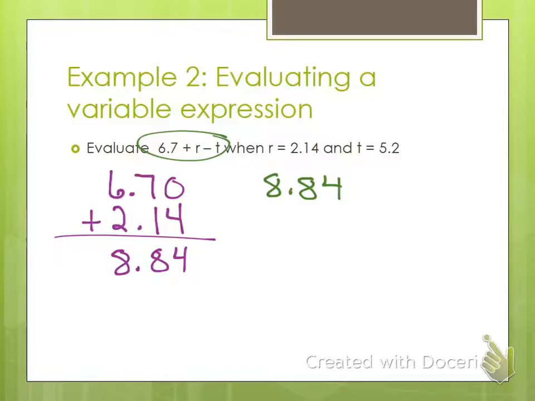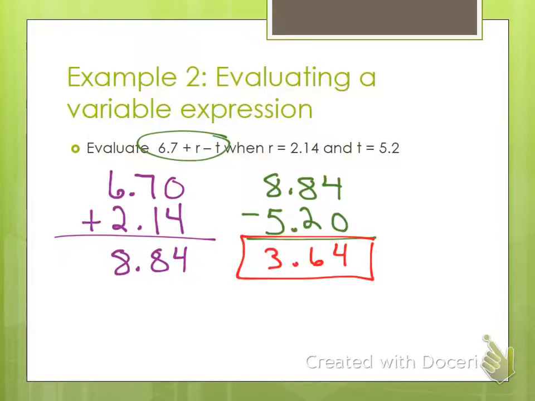5, what? How do I say it? 5 and 2/10. What do I need after the 2? 0 placeholder, and then I can subtract. All right, do you see why we broke it up into 2 steps? Okay, because I had addition and subtraction. So I did my addition first, I used that answer, and then I subtracted. All right, got it? Okay.